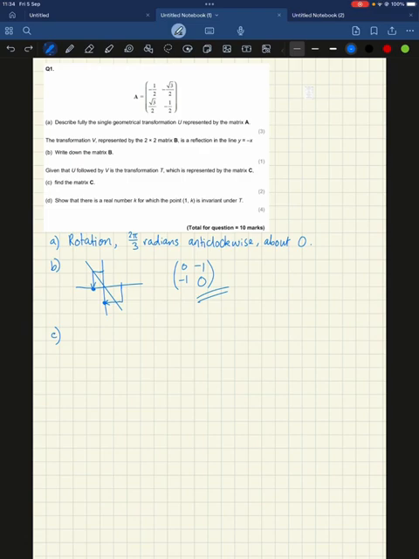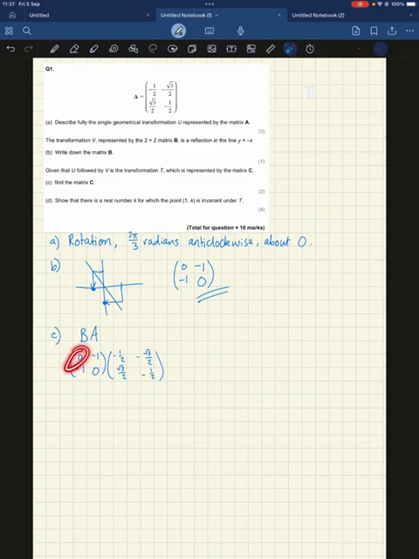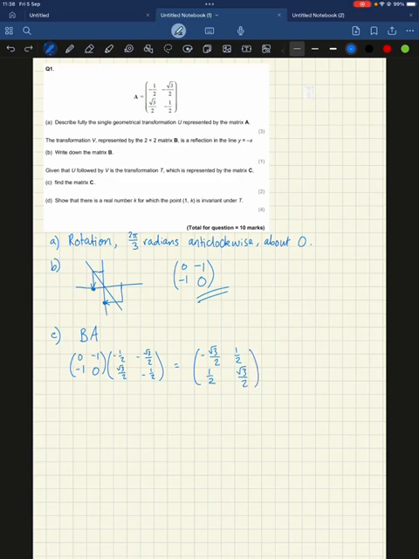So U followed by V is going to be the matrix for V first, which is B, and then multiply it by U, and U was matrix A. So we're going to multiply BA. So B was 0, minus 1, minus 1, 0. And multiplying it by A, which was minus half root 3 over 2, minus root 3 over 2, minus half. So 0 and minus half is 0, and then minus 1 times root 3 over 2 is minus root 3 over 2. So that's going to give us minus root 3 over 2 and root 3 over 2. And this is our matrix C.